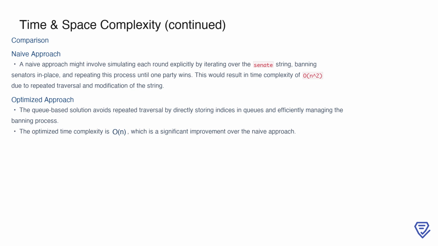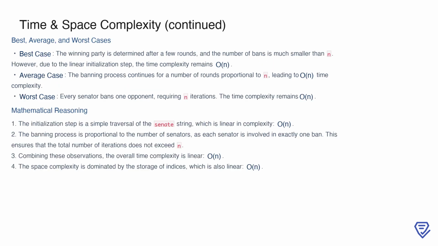In contrast, the optimized approach avoids this repeated traversal by using queues to directly store the indices of senators. By efficiently managing the banning process through these queues, we reduce the time complexity to O(n). This is a significant improvement, as the optimized solution scales linearly with input size, making it much more suitable for large inputs. Now, let's break down the best, average, and worst-case scenarios for the optimized solution.